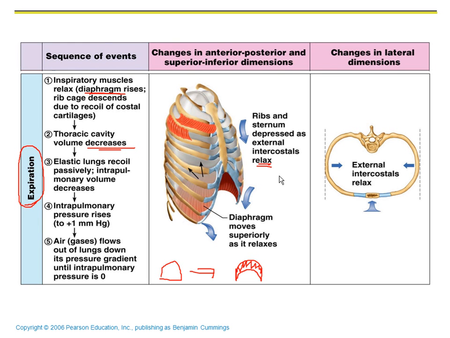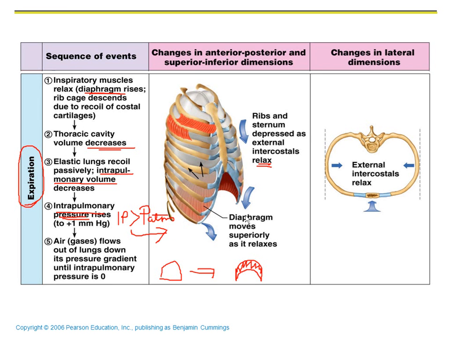When we make our thoracic cavity smaller because of all the elastic tissues, we automatically make our intrapulmonary volume smaller. If I decrease intrapulmonary volume, I increase intrapulmonary pressure. And the point at which intrapulmonary pressure becomes greater than the pressure in the atmosphere, air leaves the lungs.